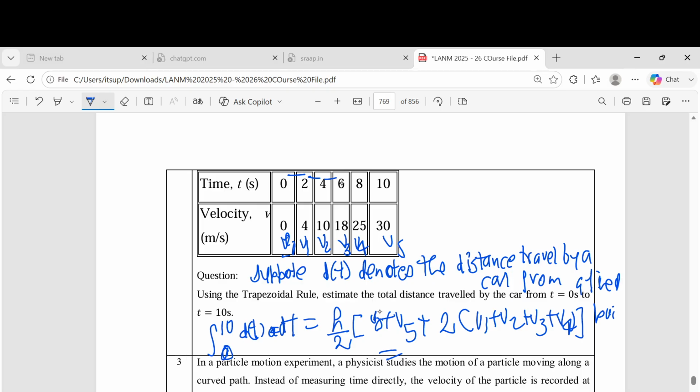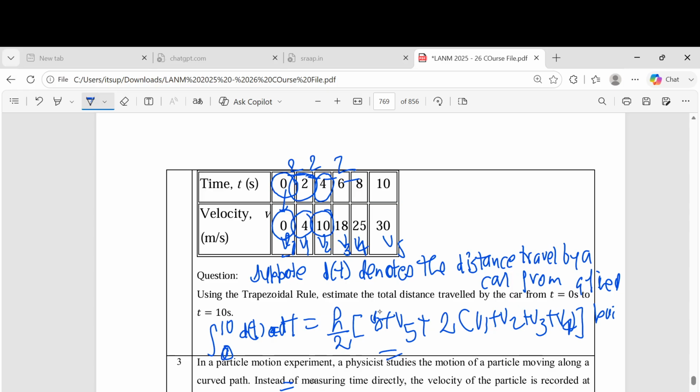The engineer recorded the speed of a car by a sensor with the difference of 2 seconds. He calculated the first reading at 0 second. This is evaluated at 0 initial position. Car is in rest position. At 2 seconds, the velocity of the car is 4. Then at 4 seconds, the speed of the car is 10. So this is the theoretical approach of understanding the question, that what is the meaning of this data.